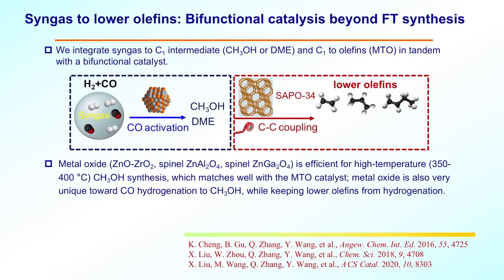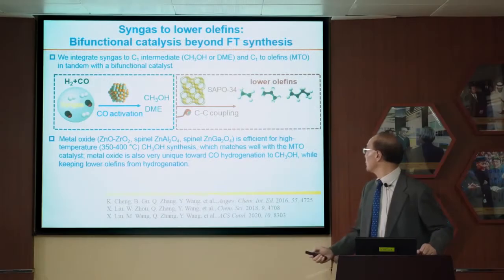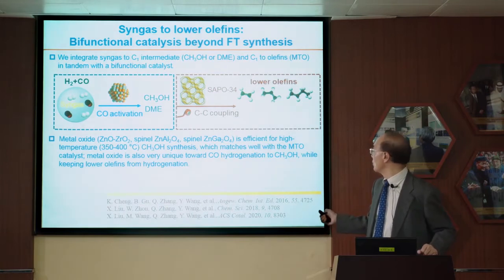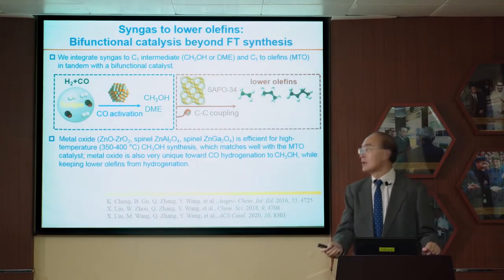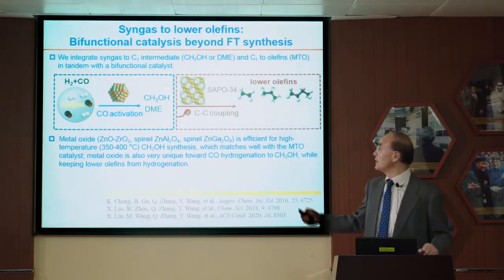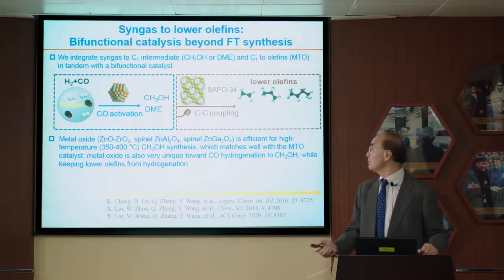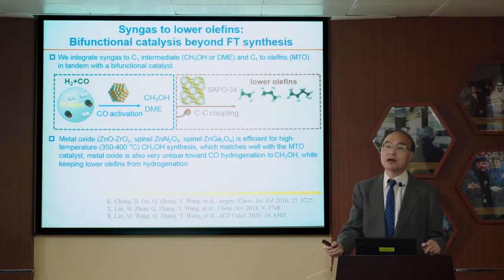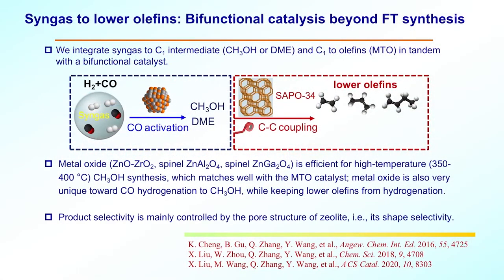Metal oxides such as zinc zirconium oxide, zinc aluminate, and zinc gallate with spinel structure are efficient for high temperature methanol synthesis, which matches well with the MTO catalyst. Metal oxide is also very unique towards CO hydrogenation to methanol or DME while keeping the product lower olefins from further hydrogenation to paraffins. The product selectivity is mainly controlled by the pore structure of zeolite, that is, its shape selectivity.